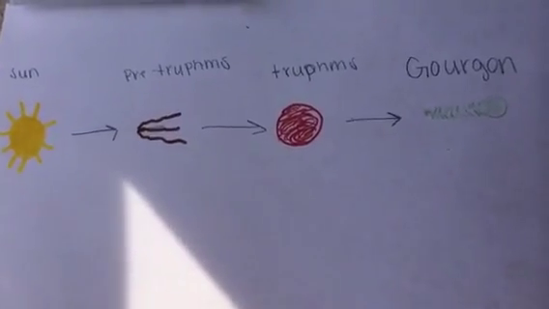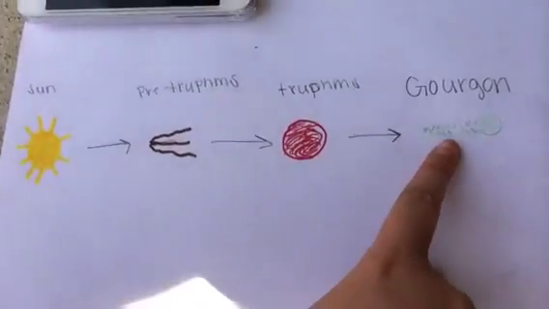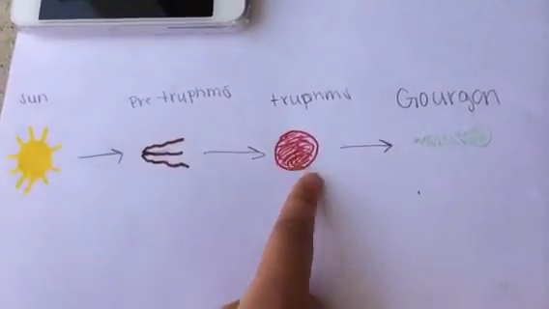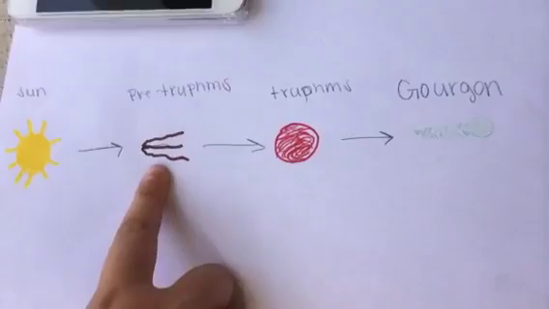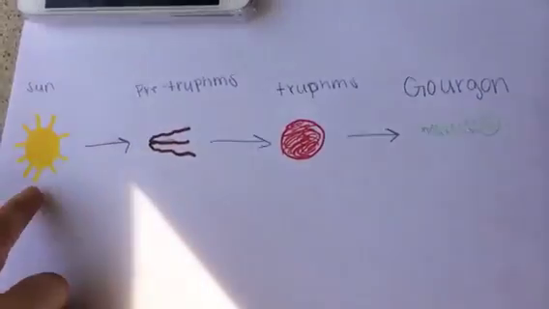This is the food chain from planet Zerx. This Gorgon gets its energy from the trump, and the trumps get energy from the pre-trumps. The pre-trumps get their energy from the sun.